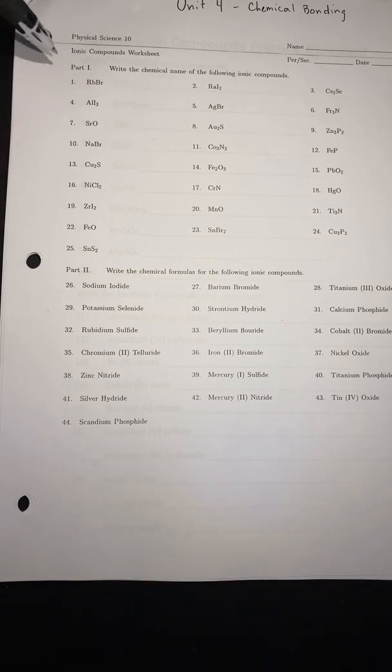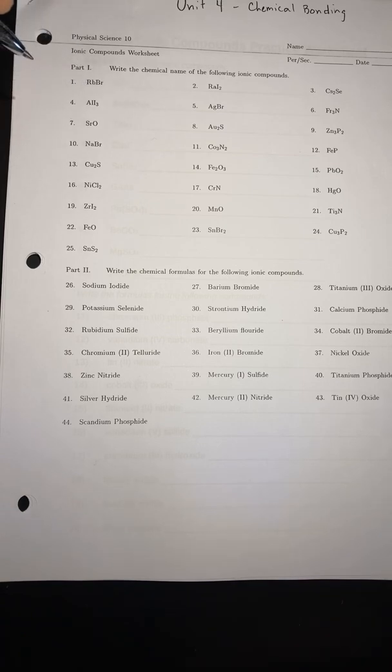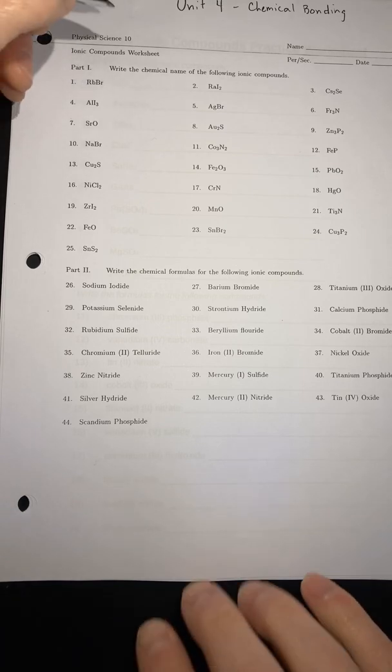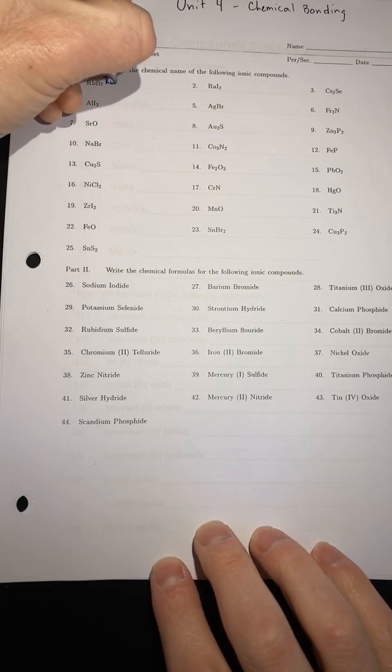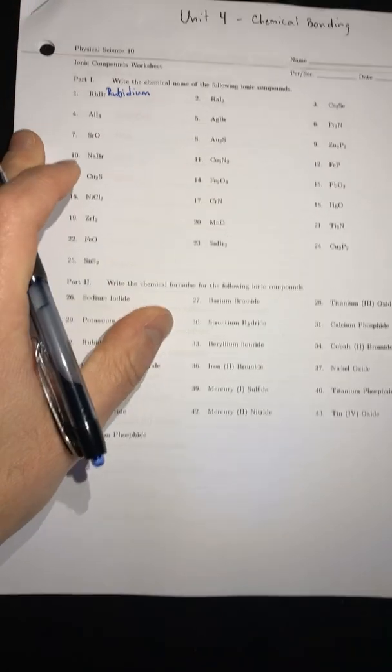Also, so the first one, you have RbBr. What is Rb? Connor? Rubidium. So you just name the name of the cation. Rubidium.